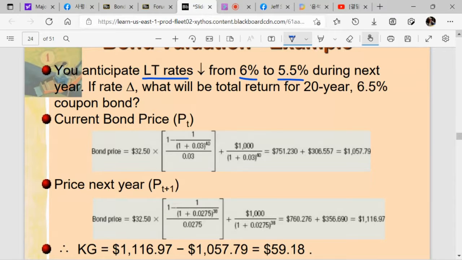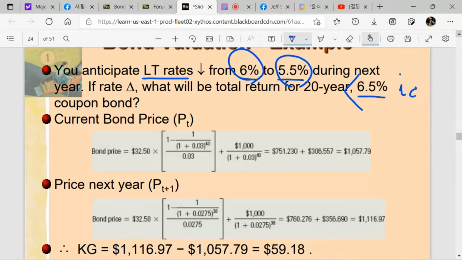So, if the rates are expected to fall during the next year, what will be the total return for a 20-year 6.5 coupon bond? This is the coupon rate. And we can tell already this is going to be a premium bond, because the coupon rate is greater than, even currently, the discount rate. Next year, it will be more of a premium bond, because the discount rate is even lower, 1% lower.